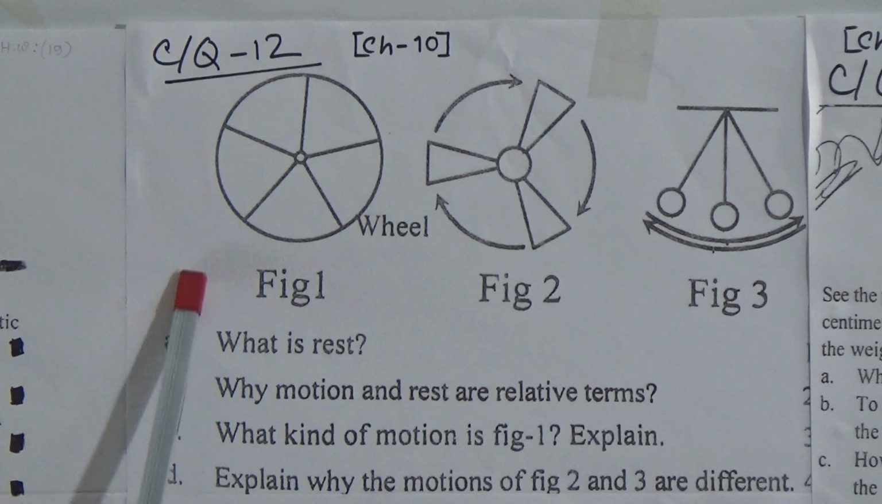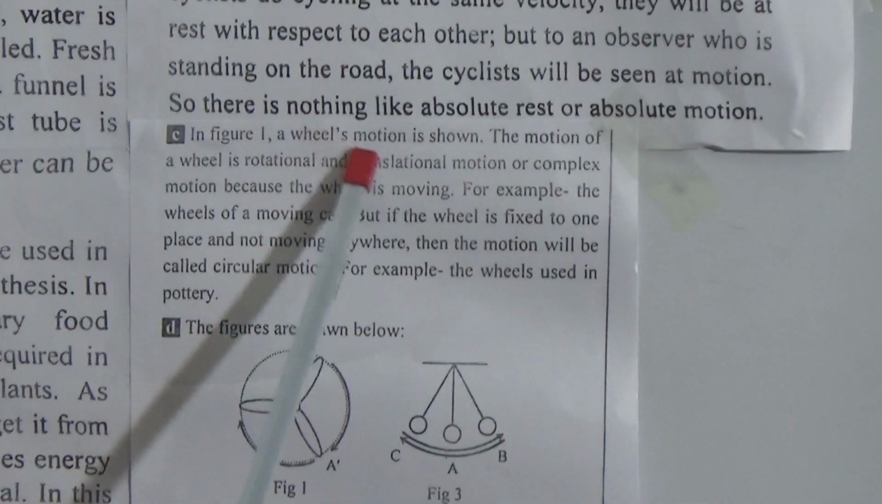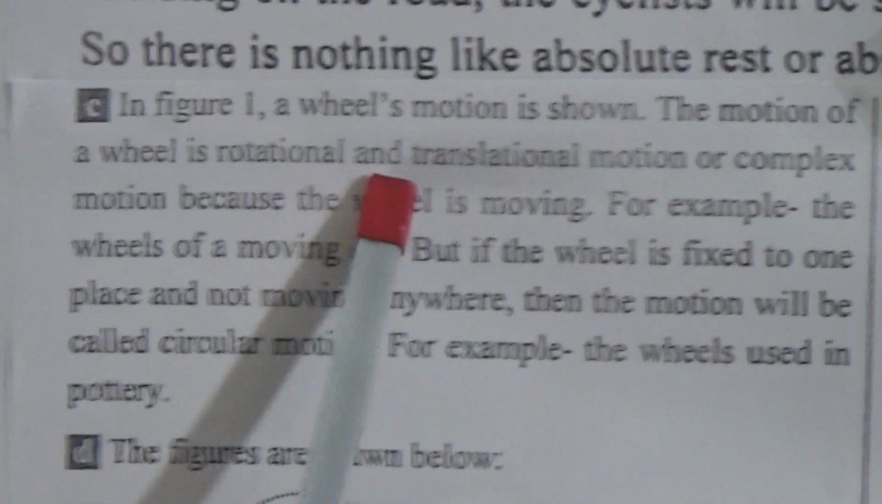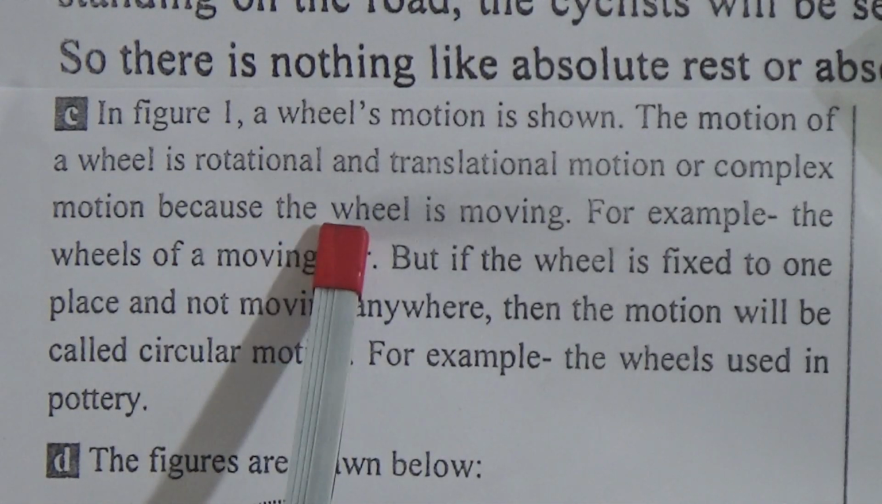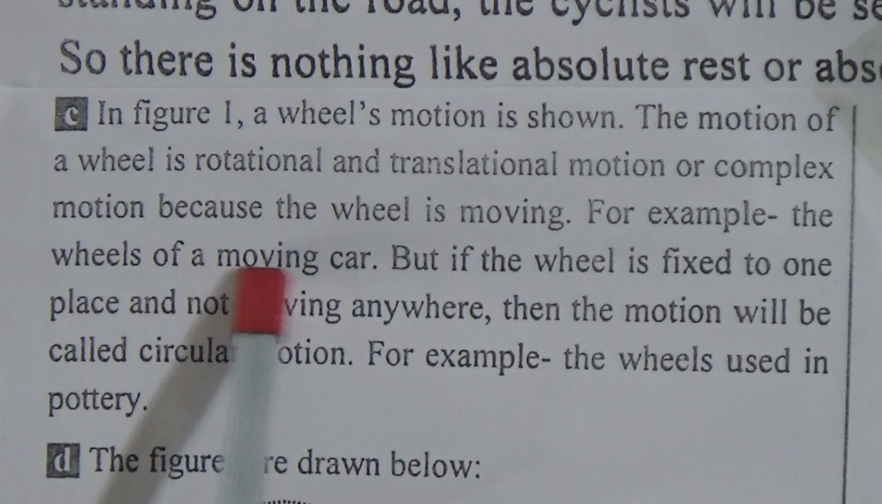Then come to the answer C. In figure 1, a wheel motion is shown. The motion of a wheel is rotational and translational motion or complex motion because the wheel is moving. For example, the wheels of a moving car.